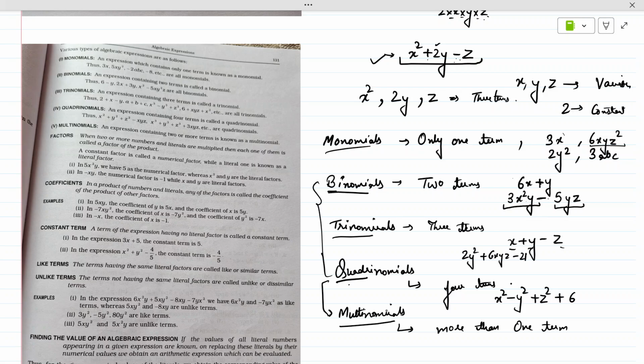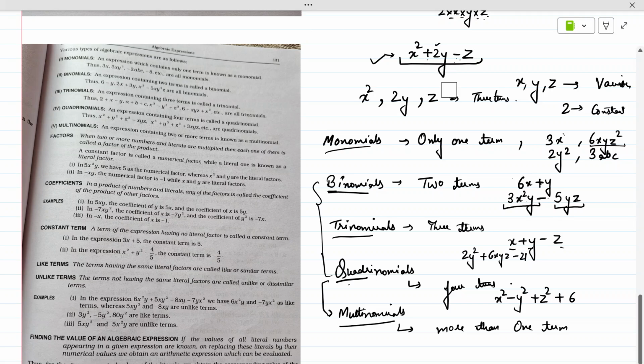I hope kids you have understood how in an algebraic expression we have different terms. What is a term? When we have plus and minus separators in the algebraic expressions, then we get the terms. They are always separated by these two operators only, plus and minus. And then the monomial has one term, binomial has two, trinomial has three, quadrinomial has four, and multinomial has more than one term. Okay, so this is done.